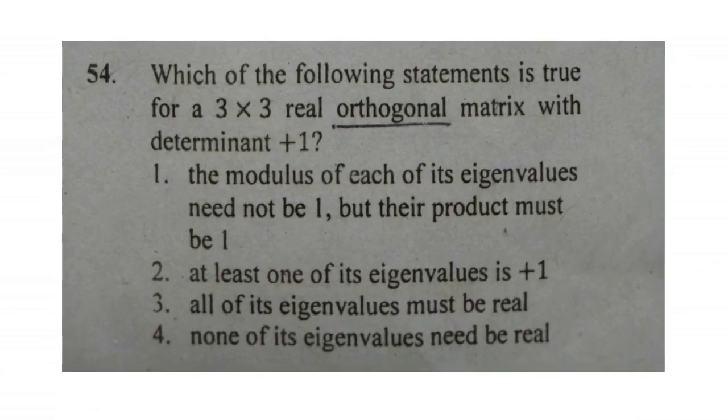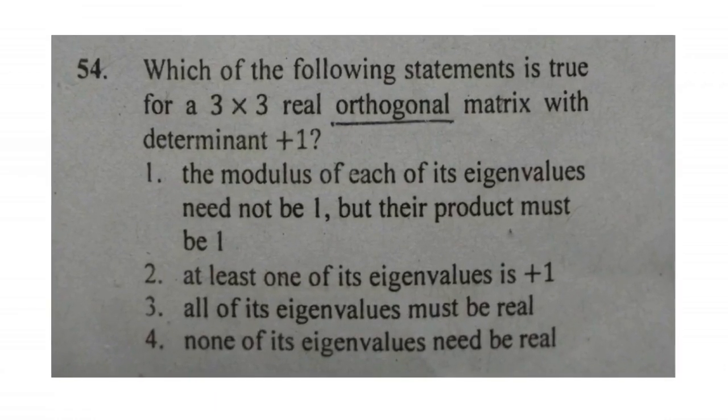Now the next question is, which of the following statement is true for a 3 into 3 real orthogonal matrix with determinant plus 1? So the options are, the modulus of each of its eigenvalues need not be 1, but their product must be 1. The second is, at least one of its eigenvalue is plus 1. Third is, all of its eigenvalues must be real, and the last is, none of its eigenvalues need be real.